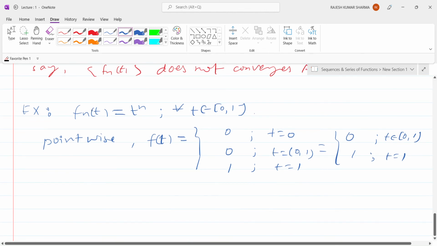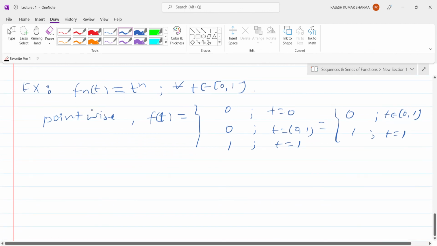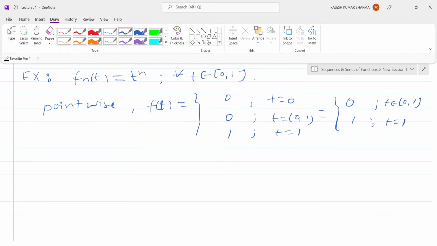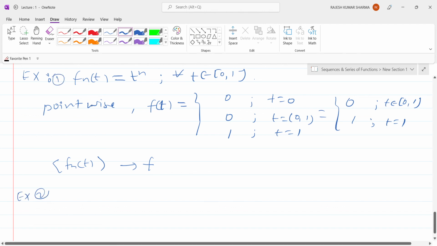This sequence is convergent at every point t belonging to D, where D means the closed interval 0, 1. That means this sequence is pointwise convergent. Here the sequence fn(t) is pointwise convergent to f. This is the notation for pointwise convergence. Now see another example.